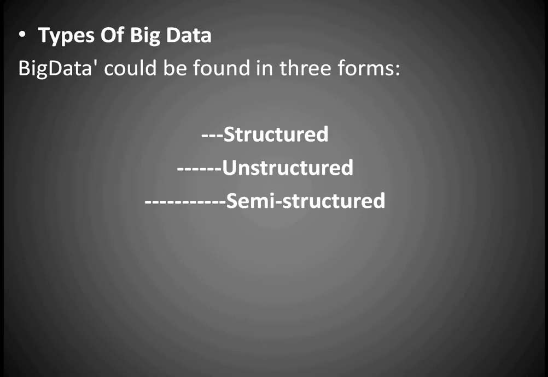Next, what are the types of big data? I have to tell briefly. There are three types of big data: one is structured data, next is unstructured data, and the third is semi-structured data.